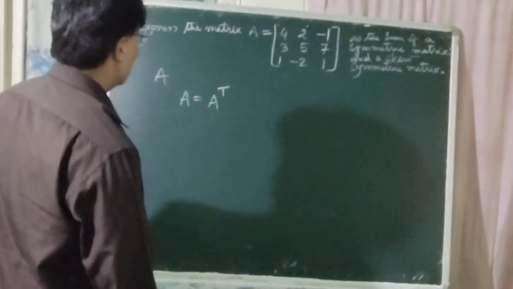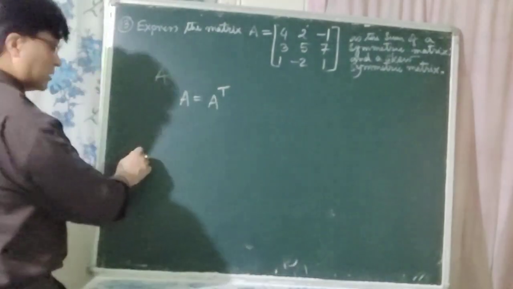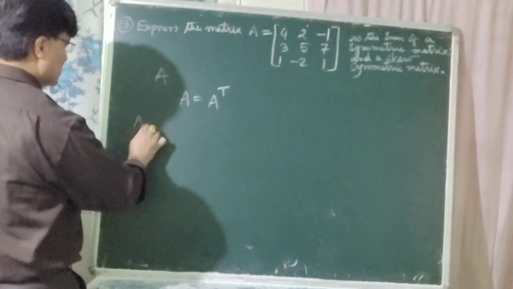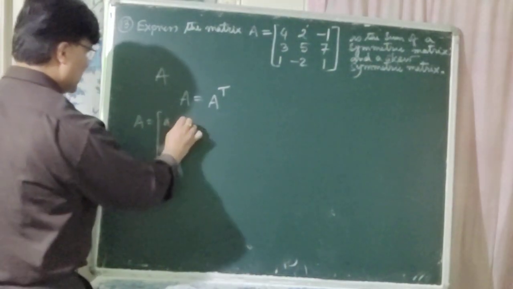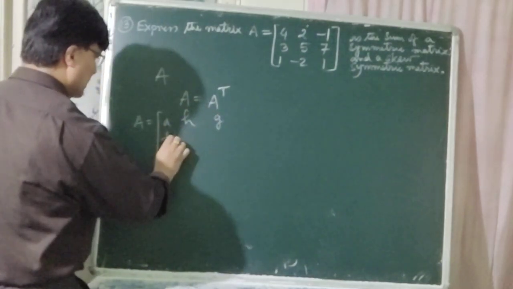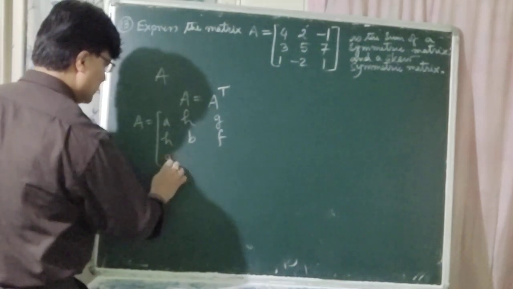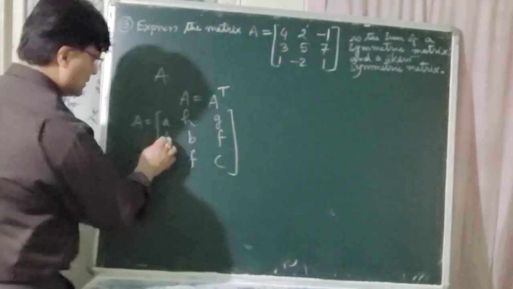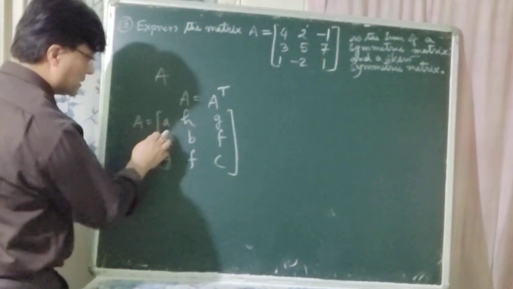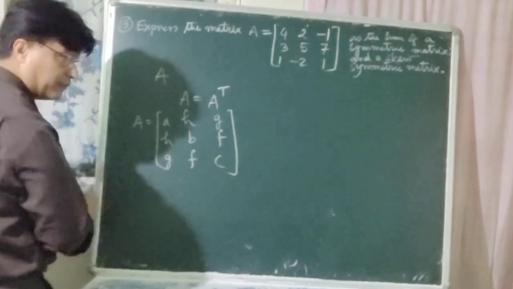Okay? Like an example: suppose matrix A is given as A, H, G in the first row, H, B, F in the second, and G, F, C in the third. This is the leading diagonal A, B, C. If there is H, this will be H, and G, G, and F, F.